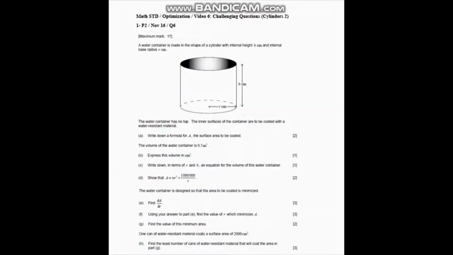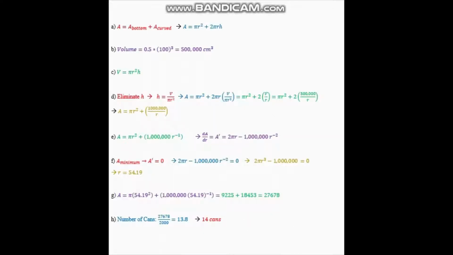Next, we are told that the volume of water is 0.5 meters cubed, and we are required to express this in centimeters cubed. So, to convert from meters to centimeters, we multiply by 100. Hence, to convert from meters cubed to centimeters cubed, we shall multiply by 100 cubed, or 100 times 100 times 100, which is 1 million. So the answer shall be 0.5 times 1 million, and this shall equal 500,000 centimeters cubed.